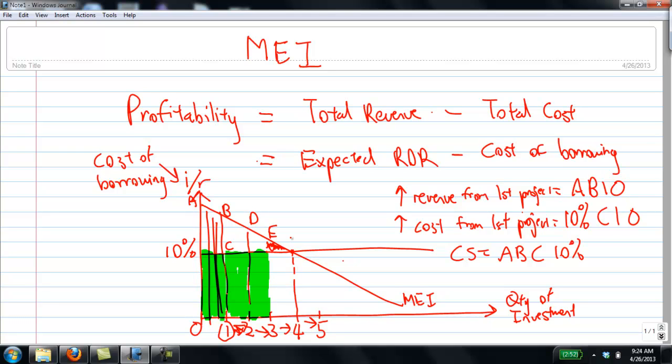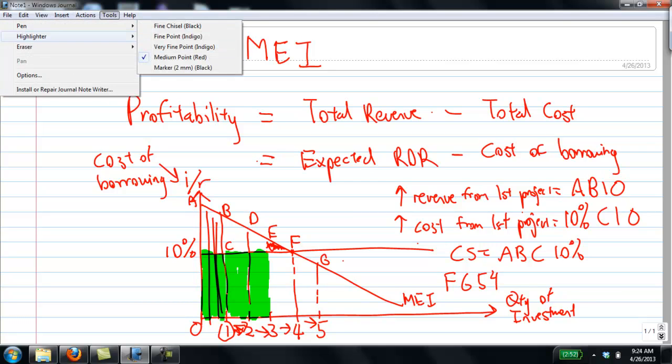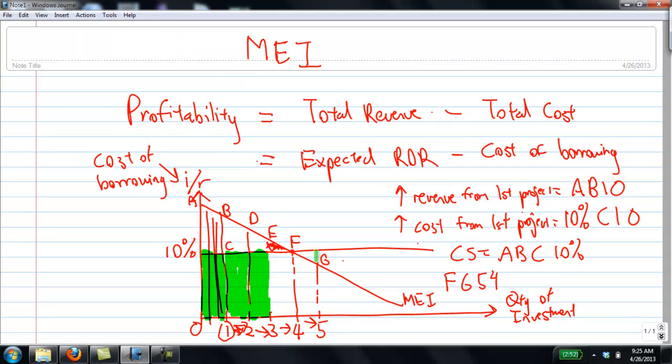Why? Because now, let me call this F, and call this G. At investment project 4, if the firm still wants to go ahead to borrow money from the bank to undertake the fifth investment project, the increase in revenue from the fifth project is only FG54. But at this point of time, the increase in the cost, the opportunity cost of making that project, is now bigger than the increase in revenue. So that means at project 4, if it moves to undertake project number 5, profits will actually fall.